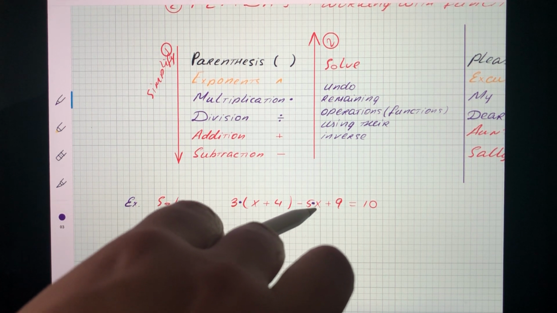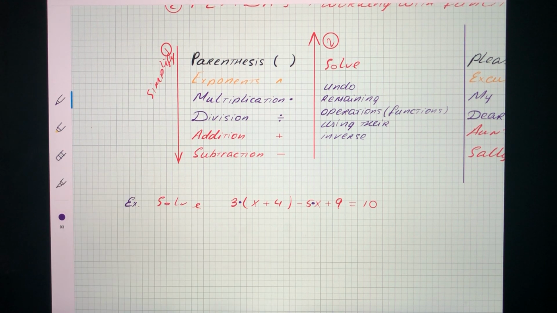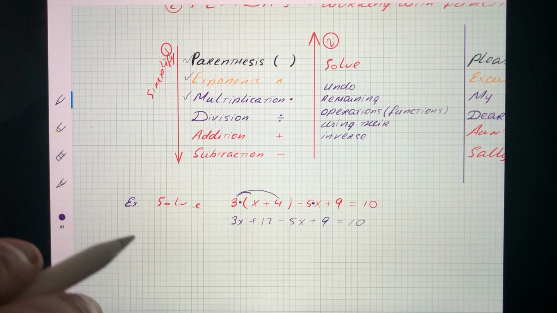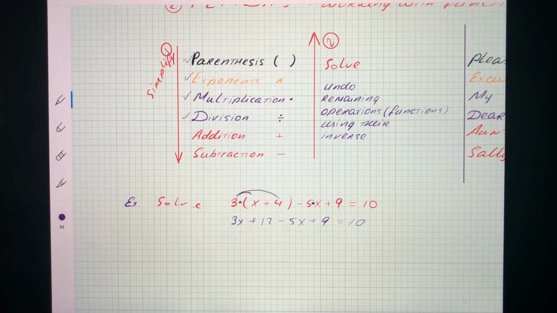Now 5 times x is already one term, we cannot do anything else. 3 times x plus 4 we can do, we can multiply through, that makes 3x plus 12. And then we copy the rest of the question, minus 5x plus 9 is 10. That concludes our parentheses, exponents, multiplication. There is no division in the question, so we move on further.